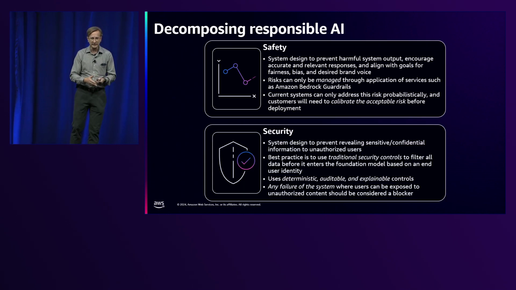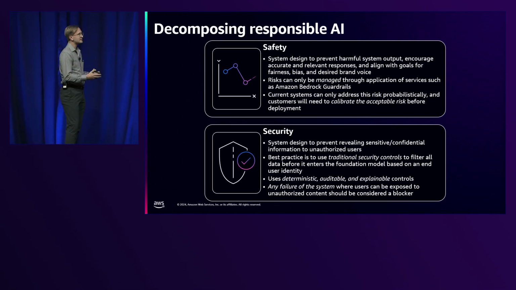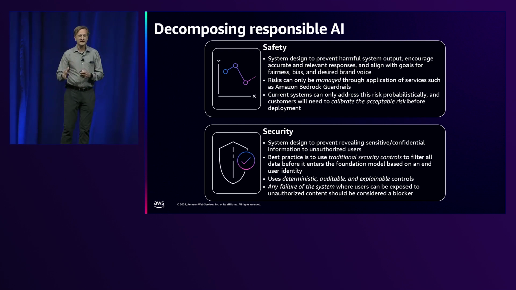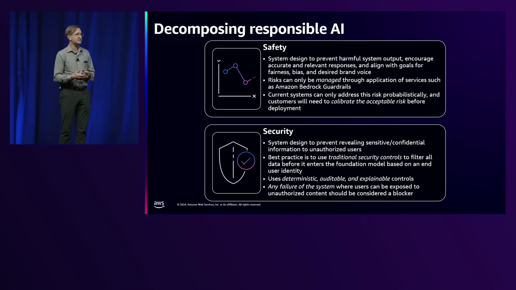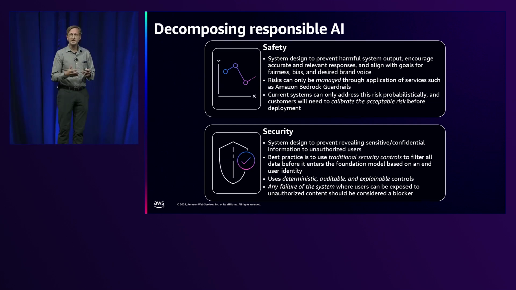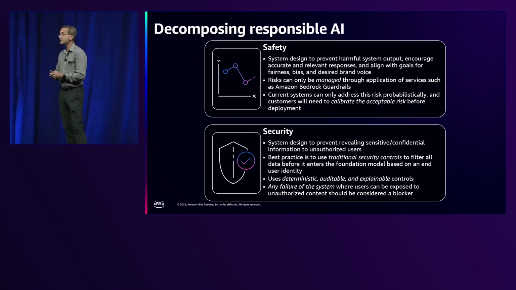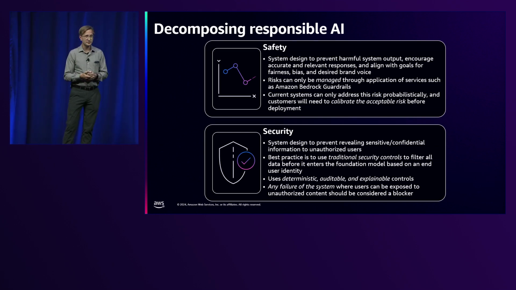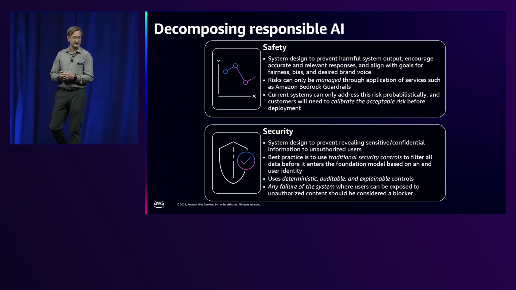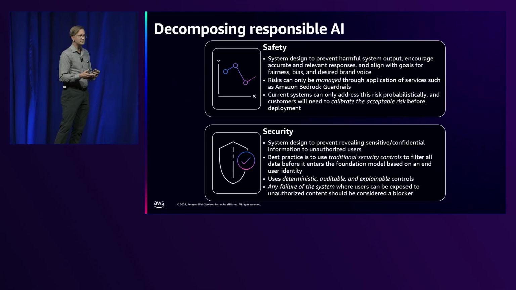On the security front, on the other hand, this is a broad set of constraints where we think about how we design the system so that it's going to prevent revealing sensitive or confidential information to unauthorized users. And the good news about security is we all have a lot of experience already with building secure systems. It's really a matter of understanding how to integrate those security systems inside of your generative AI application workflows. That's why I say on that second bullet that the best practice here is to use traditional security controls to filter that data before it enters the foundation model. And you use deterministic, auditable, and explainable controls. And again, we'll look at this in the future slides.